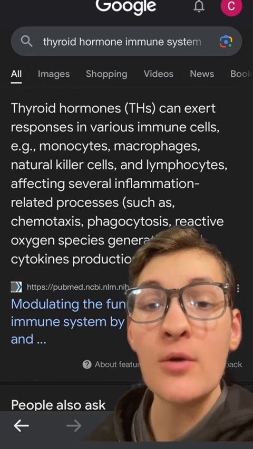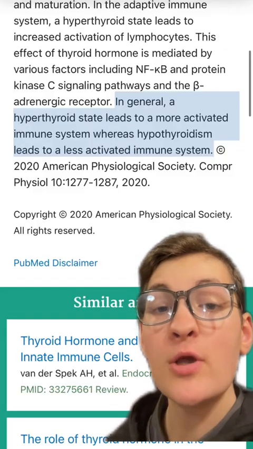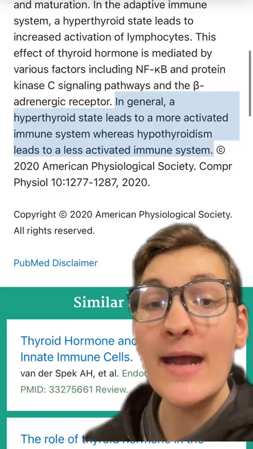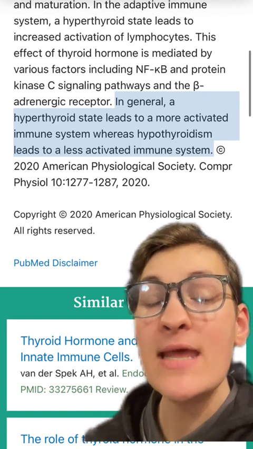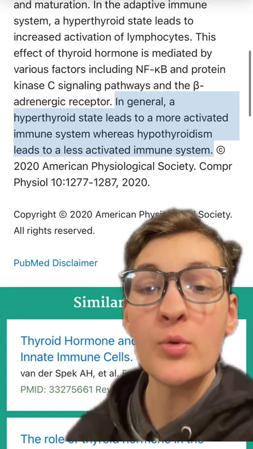The thyroid hormones also have a role to play in the immune system, essentially increasing the strength and activity of our immune cells. Patients with hyperthyroidism have a more reactive and activated immune system, whereas patients with hypothyroidism typically have a less active immune system and are more prone to sickness.